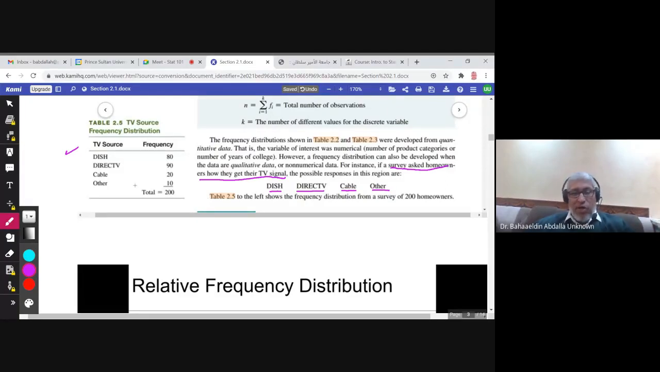Okay. So, you make categories. Each response is a category. The dish, for example, is a category. And here, how many times is it repeated? 80 times. So 80 homeowners said they received the TV signal using the dish. What is the 200? The total number of homeowners in the survey. So this survey was for 200 people. 90 of them said direct TV, and so on. So this is a category frequency. This is a frequency distribution for qualitative data.